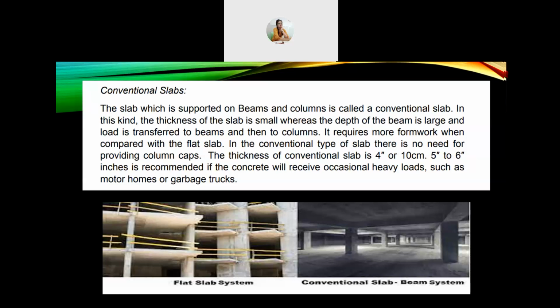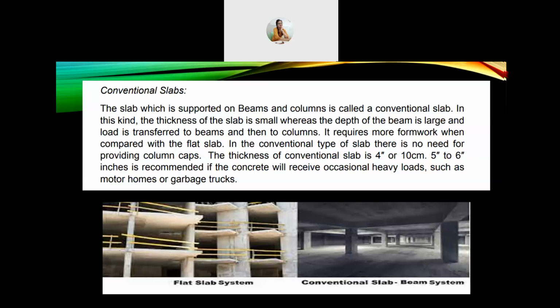The slab which is supported on beams and columns is called a conventional slab. In this kind, the thickness of the slab is small, whereas the depth of the beam is large, and load is transferred to beams and then to columns. It requires more formwork when compared with the flat slab. In the conventional type of slab, there is no need for providing column caps.